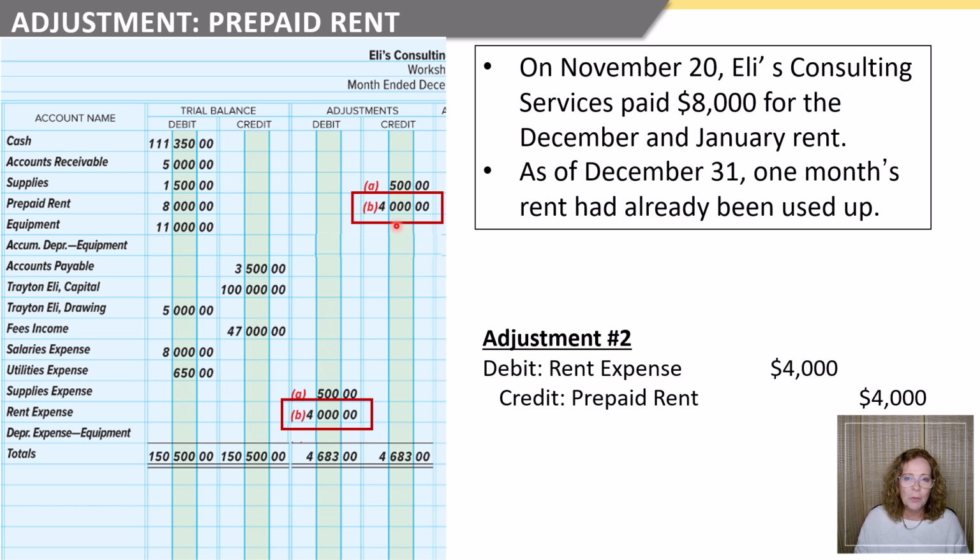This is a very typical adjustment accountants make at month end. There's prepaid rent, prepaid insurance, prepaid trade shows, prepaid subscriptions, and so on. And each month, the accountant makes an adjustment entry to record that part of the prepayment that has now expired and becomes an expense.